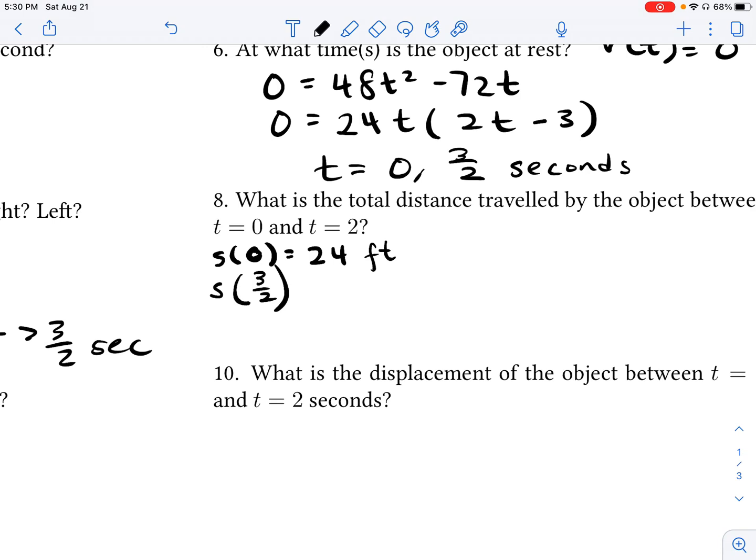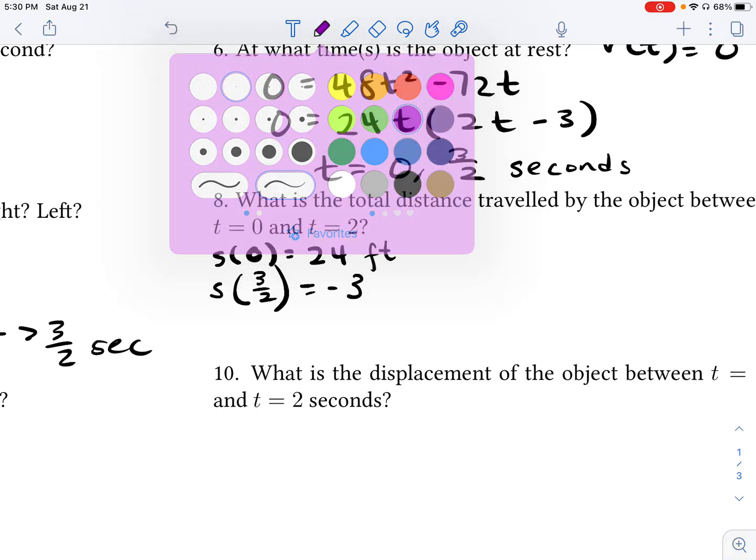At 3 halves seconds, when we plug that into our position function, just take a moment and do that. I'm not going to work it out on paper, but if you have your calculator on, you can check that. I believe when we plug in 3 halves, we should get negative 3. Okay?